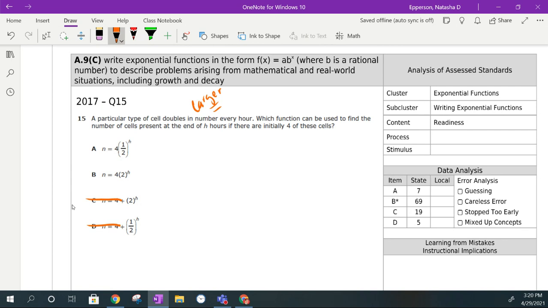Now, which function can be used to find the number of cells present at the end of h hours when there are initially 4 cells? So that means our A value is 4. If we're doubling every hour, we're getting larger, then 1/2 means we have decay. That would be decreasing. D has 2, so that's greater than 1. That means we have growth, so our answer is B.